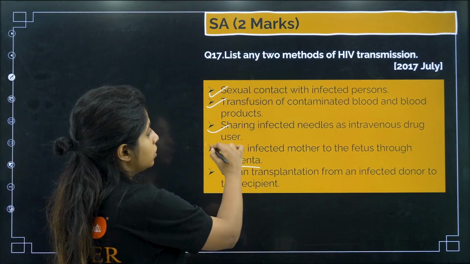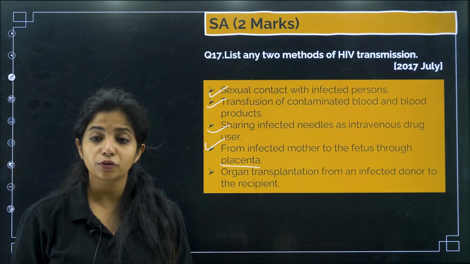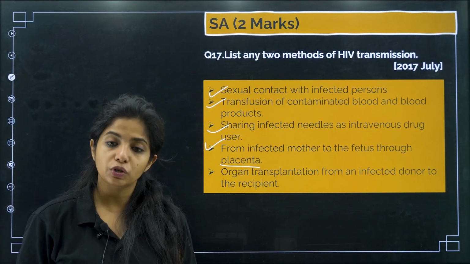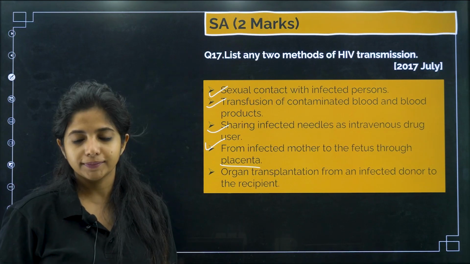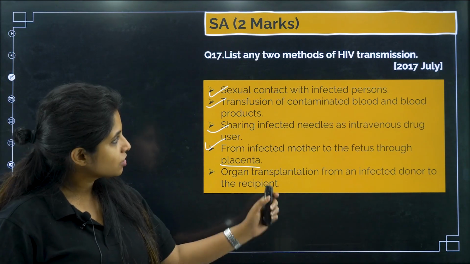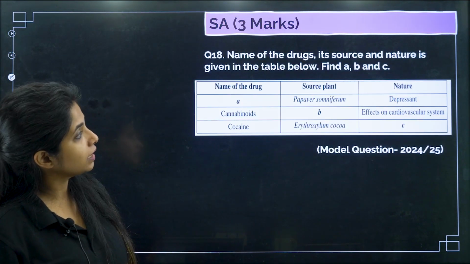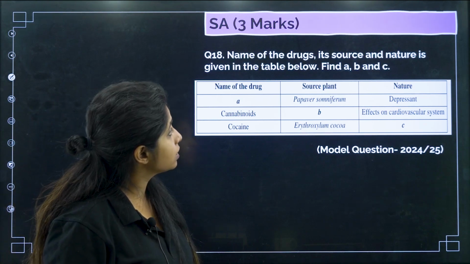This came in July 2017. So these are the few methods of HIV transmission. For a 2 marker, you can write 2 points, or probably you can write 4 points as well. Cool? Works? So next thing, name the drugs, its source and nature given in this table below.